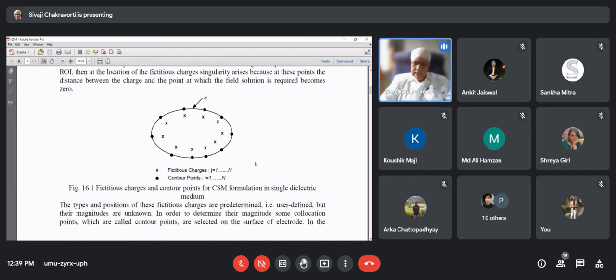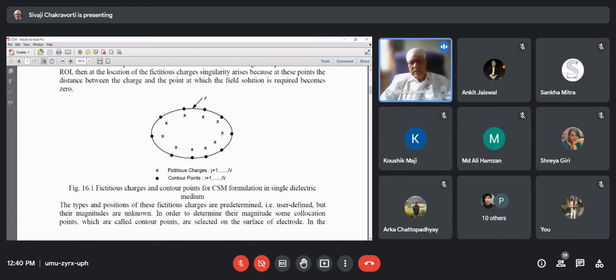Now, another question that you should ask me: well, fine, I have understood everything, but tell me why these charges are placed inside the electrode? Why not outside the electrode? That's a valid question you can ask me. So I have to explain it to you.